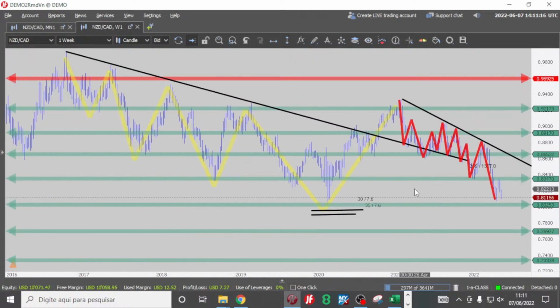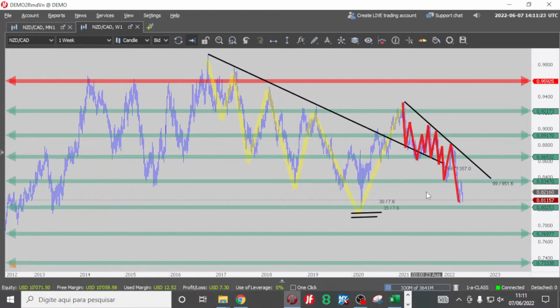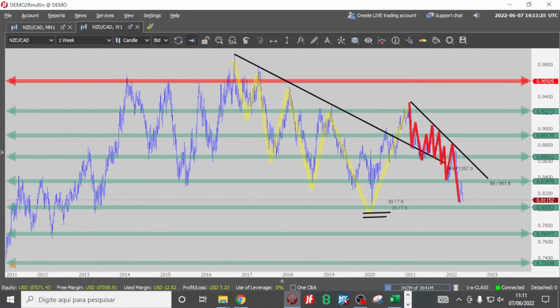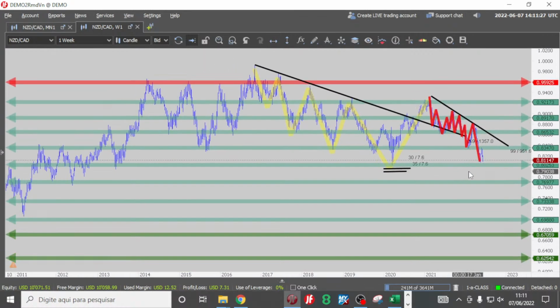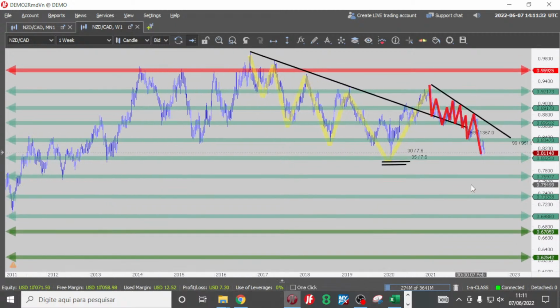Okay, everybody. And NZD CAD, Julius asked about NZD CAD. This is now the general overall picture about this currency pair on the weekly chart.